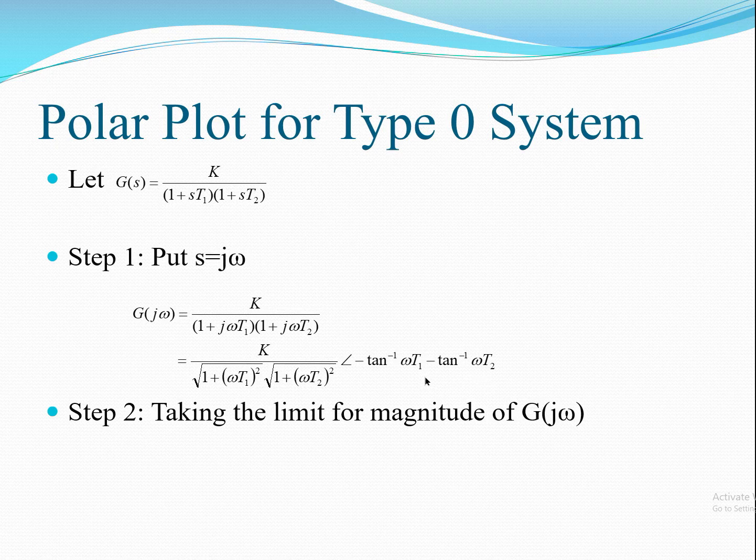But if we put it in terms of angle, numerator divided by denominator, so a minus sign comes: minus tan inverse omega T1 and minus tan inverse omega T2. So you need to take care of that. This minus is coming because it was actually in the denominator, but it is going to the numerator, so it will be minus tan inverse.